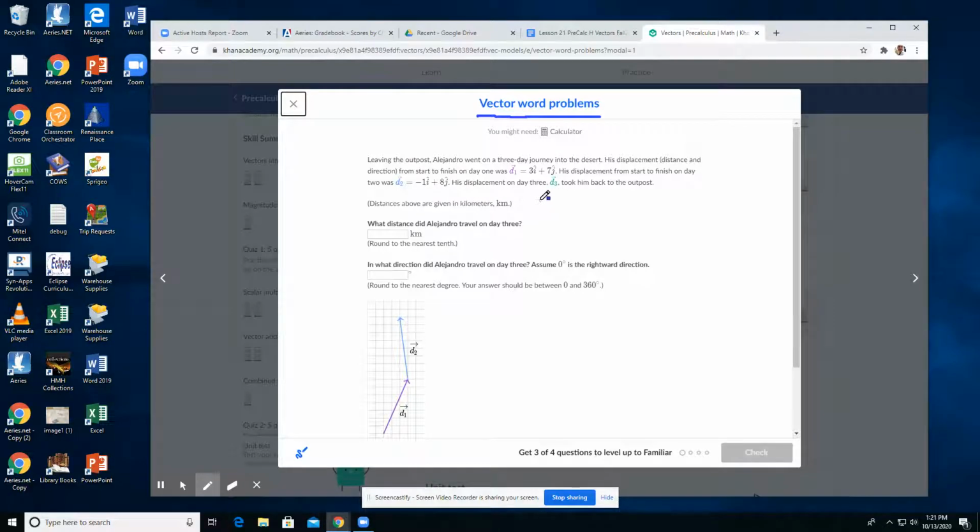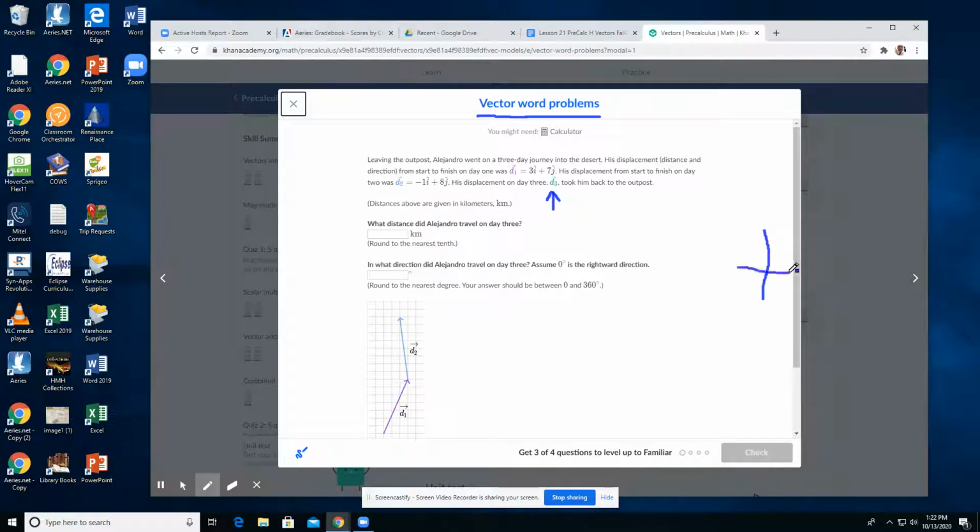His displacement on day 3 was D3. Okay. Took him back to the outpost, so he went back to the beginning. The distances are given in kilometers. What distance did Alejandro travel on day 3? And what direction did Alejandro travel on day 3? Assume 0 is in the rightward direction.